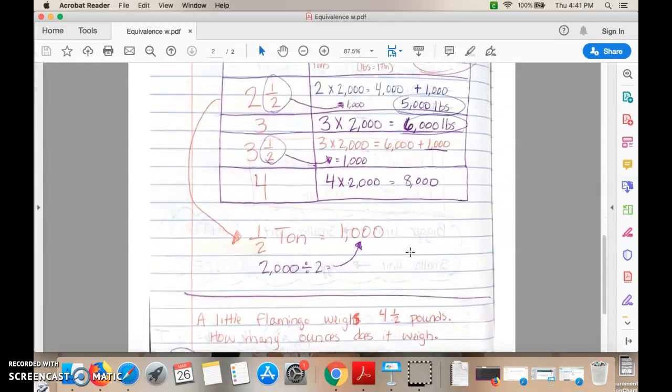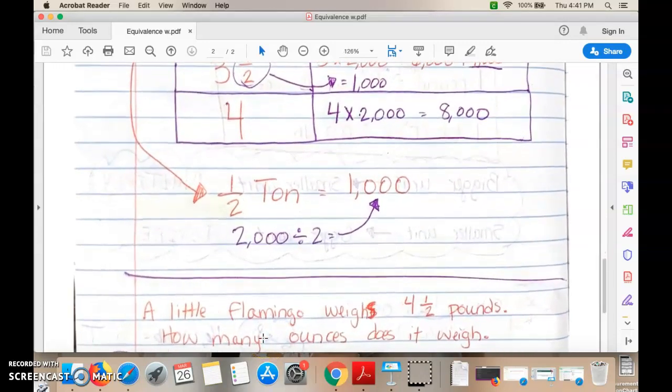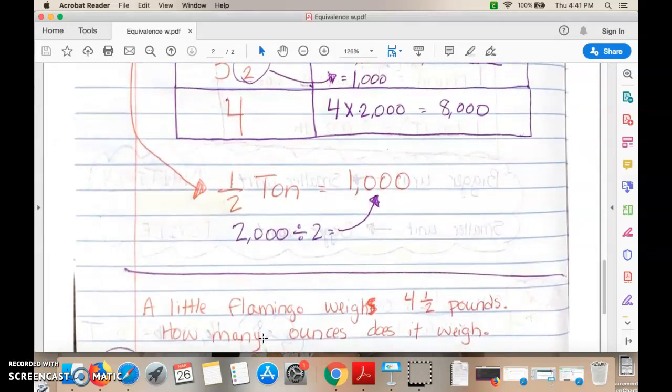Okay, so we're going to do another little story problem, and we're going to walk through this quick. A little flamingo weighs 4.5 pounds. How many ounces does it weigh? Well, I need to figure out that half pound. Don't let it freak you out.